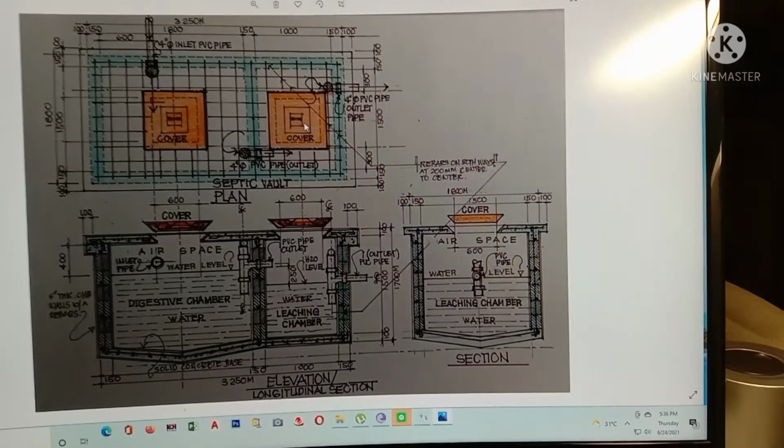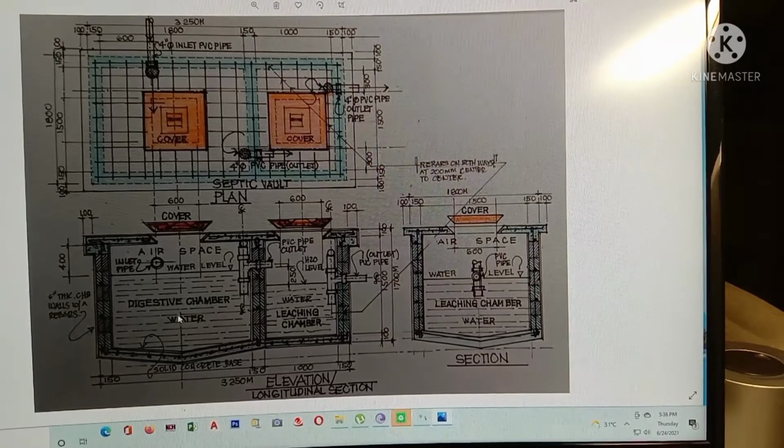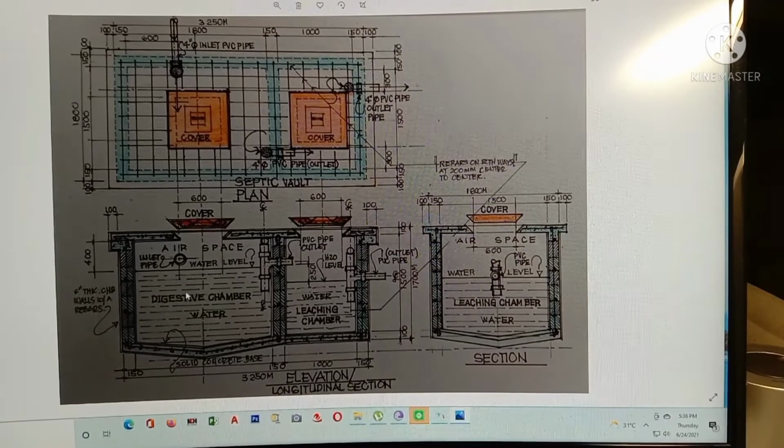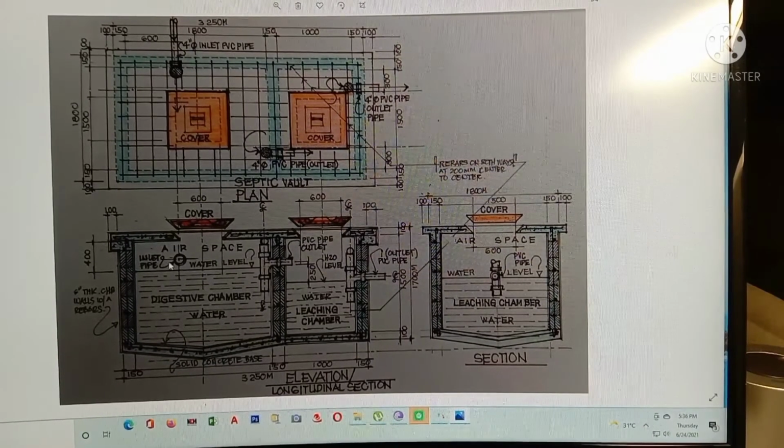So how do the digestive chamber and the leaching chamber look? Look at below. This one is the elevation or the longitudinal section. I cut it twice so that you can see what is inside. Here on the section you can see the cover. There is a certain distance from the top, the surface of your floor, down to your proposed level of water. We call it the air space. Why do you need an air space?